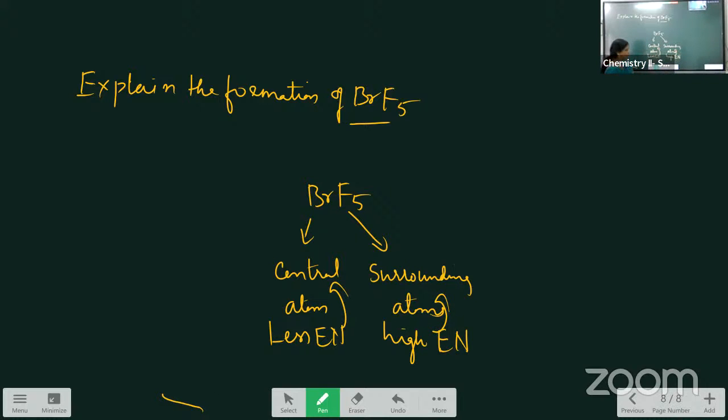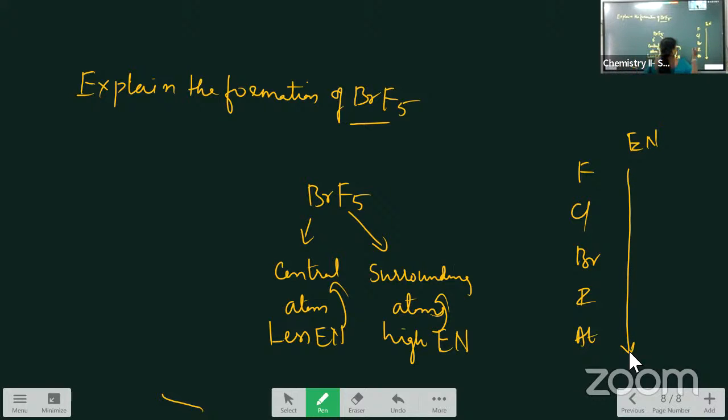We know this belongs to the 17th group: fluorine, chlorine, bromine, iodine, astatine. These are the elements of the 17th group. When you look at the electronegativity values, they decrease down the group. That means bromine is less electronegative than fluorine. So how do you identify the central atom in a given molecule? The one which has less electronegativity will be the central atom.